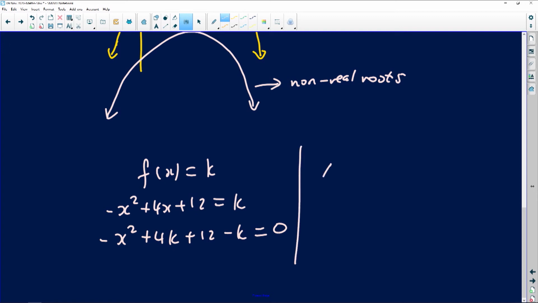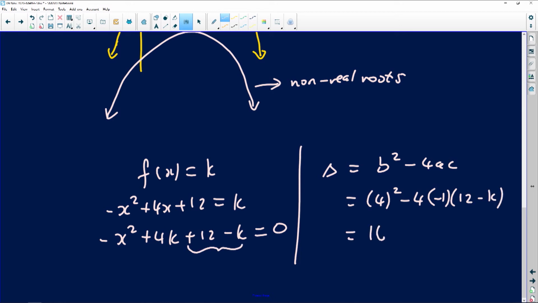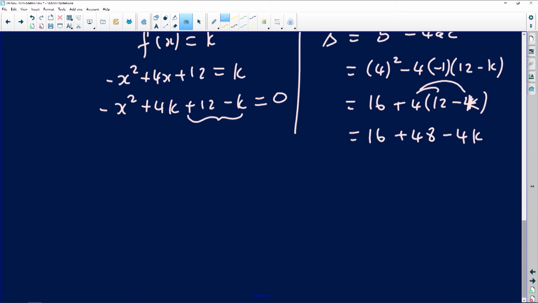For nature of roots, we must find delta, which is b squared minus 4ac. My b is 4 squared, my a is negative 1, my c is all this that you see here. So 12 minus k will be c. You're sitting with 16 minus, and minus is plus, 4 into 12 minus 4 into k. Yeah, that's actually minus k, right? Then you multiply yourself in, you get 16 plus 48 minus 4k as your delta. I trust your algebra, guys. You'll then end up with the sum of those two, which is going to give us a solution of 64 minus 4k.